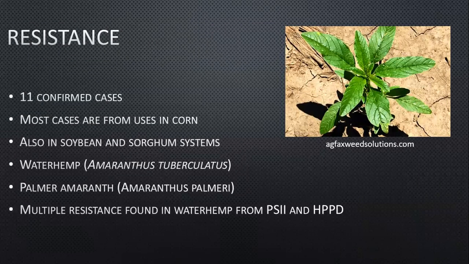For resistance, we have 11 confirmed cases in the United States. Most are going to be found in our corn cropping systems. Also in our soybean and sorghum systems, we've found resistance. The big plant that we've found resistance to is the waterhemp. It's dioecious. It's a broad genetic diversity. And then we found some palmer amaranth that has been resistant in the south. There was actually some waterhemp that was resistant to PS2 and HPPD due to tank mixing those, believing that there's synergism. When you have an atrazine-resistant waterhemp plant, then you're just selecting for that HPPD resistance.